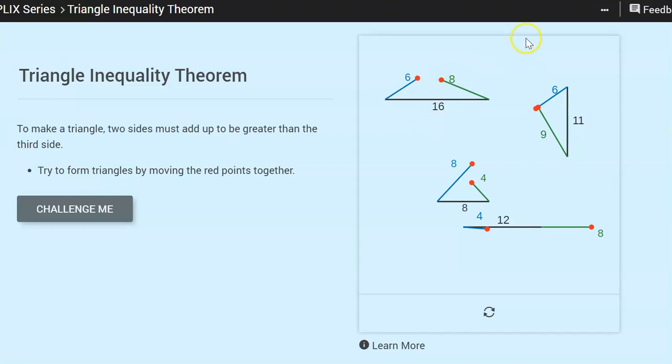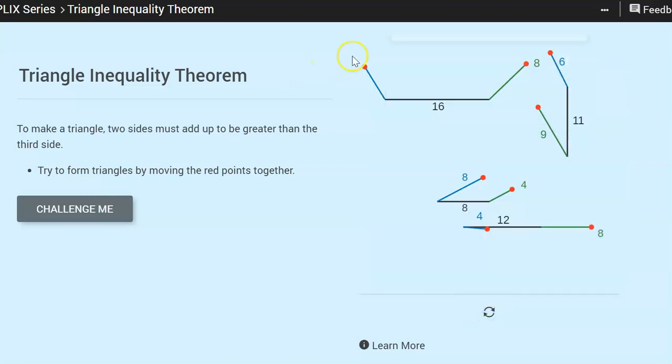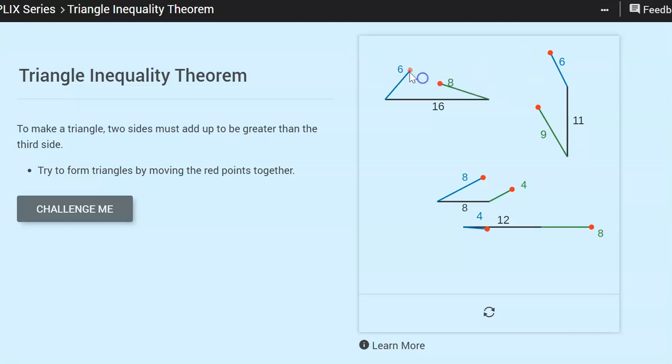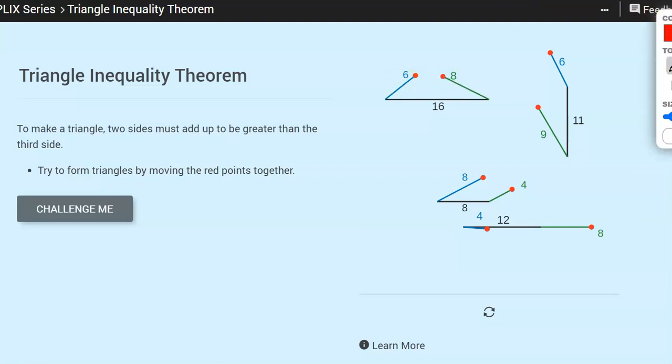The first example here at the top has 6, 8, and 16. We can't get the 6 and the 8 together to make a triangle because 6 plus 8 is 14, and 14 is not greater than 16. So we can't make a triangle with that.